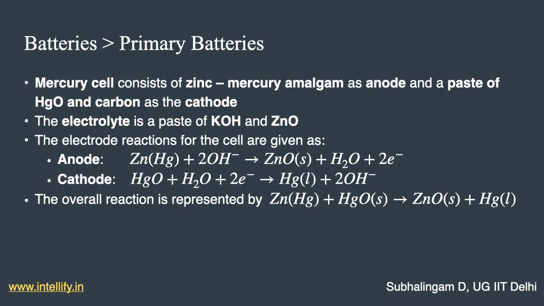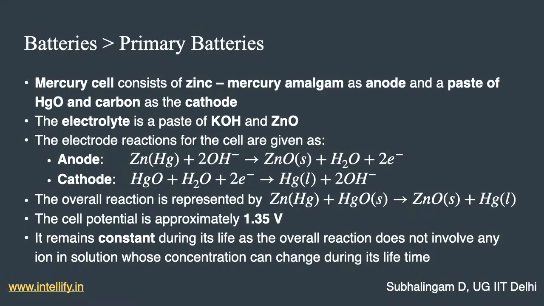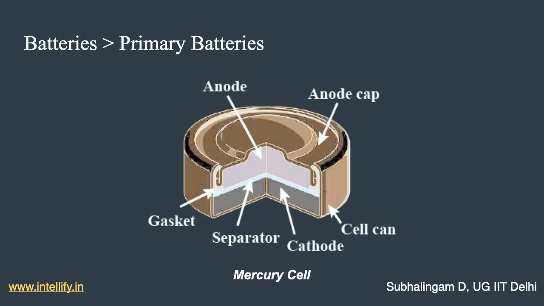It's a pretty simple reaction, right? When you add, things get cancelled here and there, and you end up with a simple reaction. That is Zn(Hg) plus HgO giving ZnO plus Hg. The cell potential is approximately 1.35 volts. It remains constant during its life as the overall reaction does not involve any ion in solution whose concentration can change during its lifetime. And this is a rough sketch of a mercury cell. So it has a cascade separator. Those things you don't have to know. You just have to know cathode, anode, electrolyte, half cell reactions.